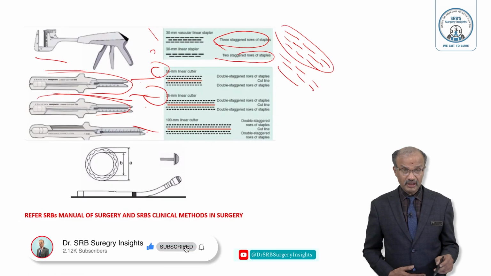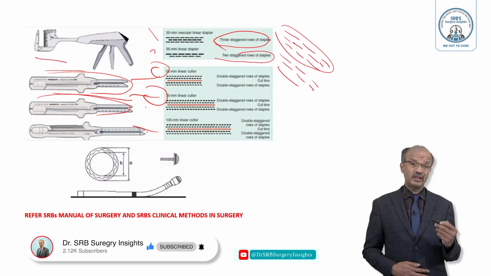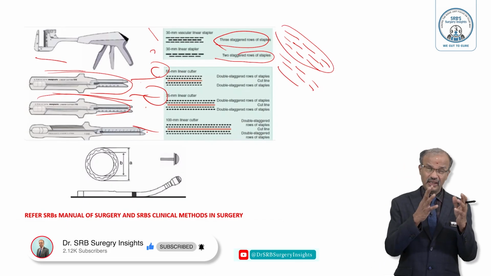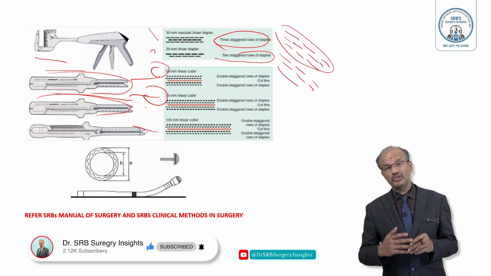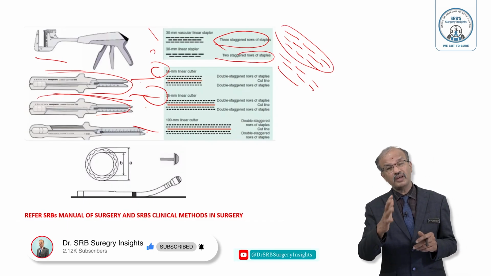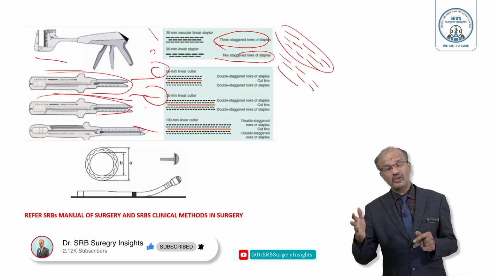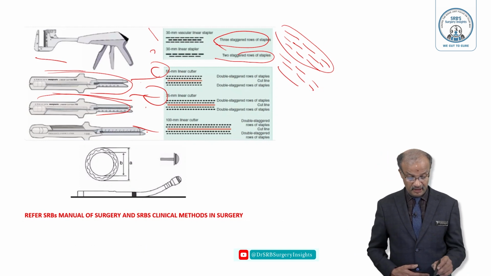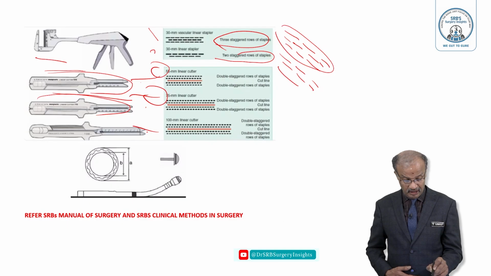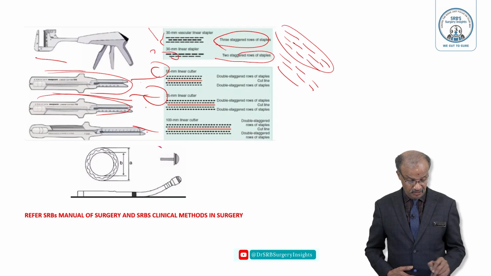So different sizes are used depending on the situation, the surgeon's choice, and the anatomical location, the organ in which you do the anastomosis. Organ means bowel, stomach, small bowel, colon, rectum, and so on. In such a situation, you use different size devices. This is the 3 staggered, meaning three lines. This is 2 lines. This is how we will use these different devices.